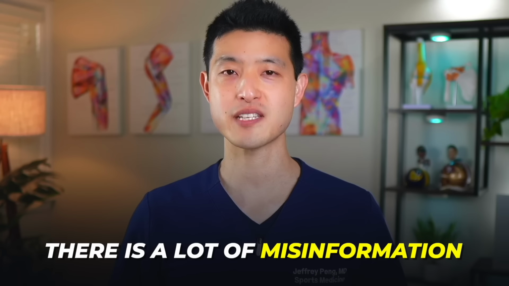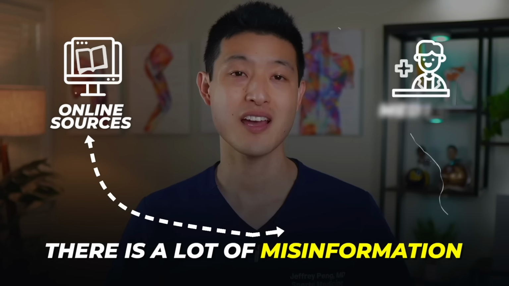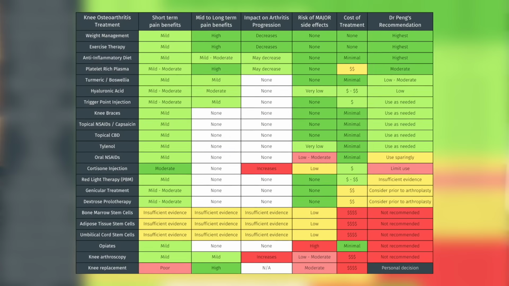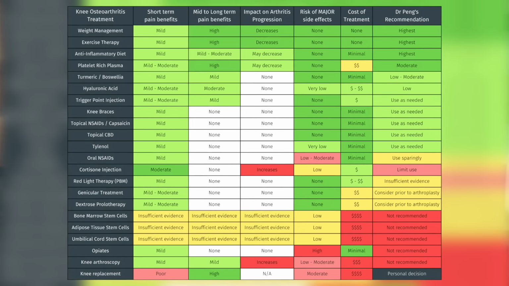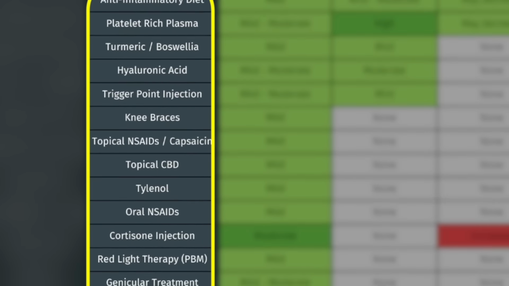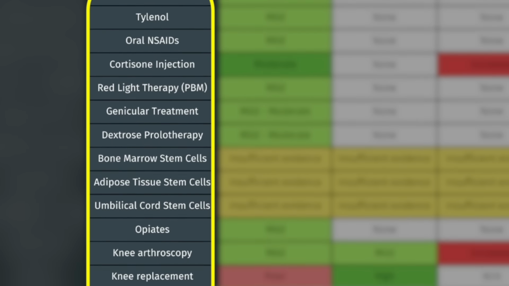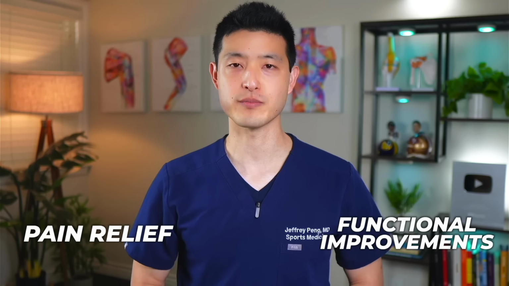Knee arthritis treatment is complex, and to make matters worse, there is a lot of misinformation from online sources and medical professionals. So to address these issues, I've prepared this comprehensive summary table which details all the most common treatments for knee osteoarthritis. I'm going to discuss which treatments offer the greatest hope for pain relief and functional improvements, as well as those capable of slowing the progression of arthritis.